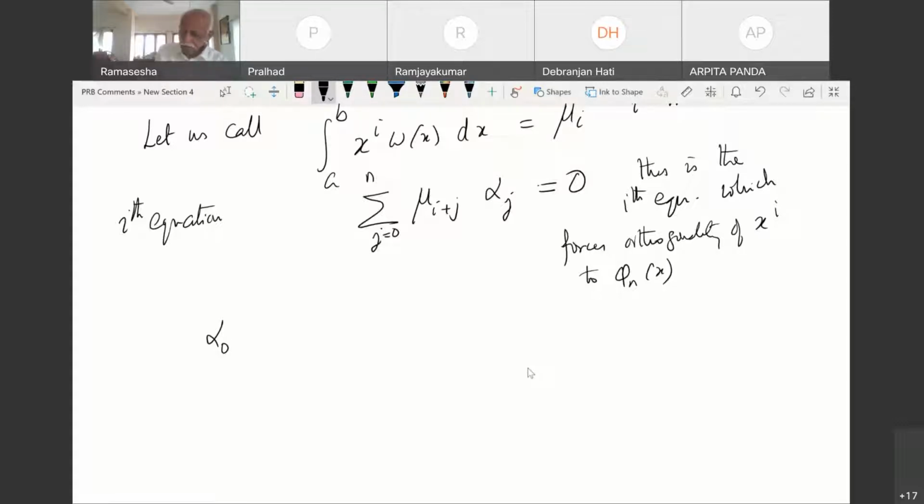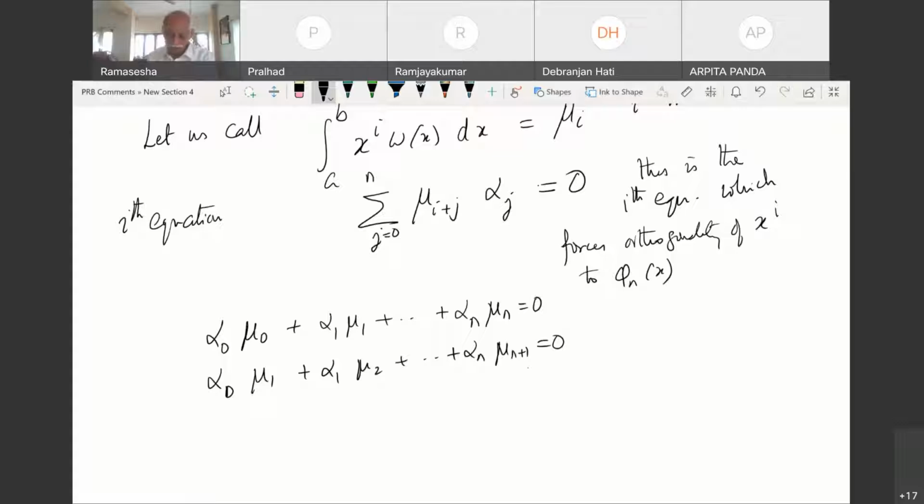So i plus j, right? So alpha naught, i equal to 0 is the first equation: alpha naught mu naught plus alpha 1 mu 1 plus etc. plus alpha n mu n equal to 0. This is the first equation. The second equation will be alpha naught mu 1 plus alpha 1 mu 2 plus etc. plus alpha n mu n plus 1. So this is an equation, right? I say that it has to be orthogonal to x, and so on and so forth.